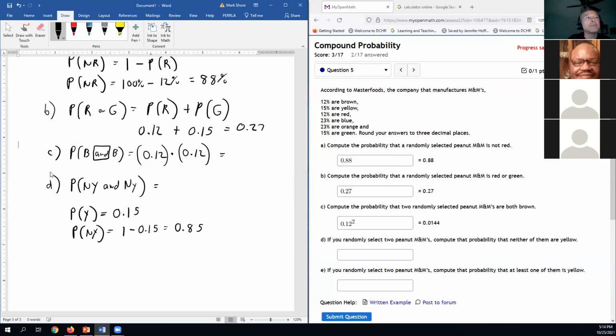So if that's the probability of not yellow, then the probability of not yellow and another not yellow is 0.85 times another 0.85. And the easiest way to type this in is just say 0.85 squared. And that's how I'll type that one in.